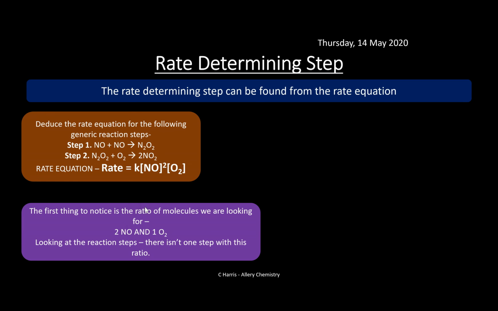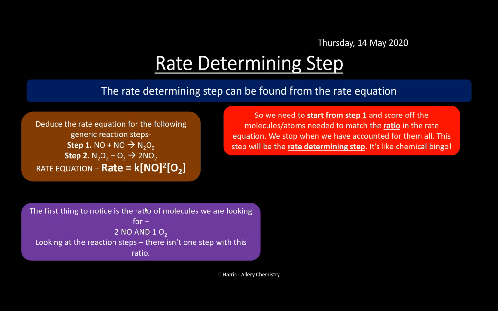So this is where we're going to play some chemical bingo. It is very similar to bingo. So we need to start from step 1, and basically what we're going to do is score off the molecules or atoms needed to match the ratio in the rate equation, and then we stop when we've accounted for them all. This will be the rate determining step, and then you shout bingo. Very straightforward, actually. It looks horrendously complicated, but it's not.